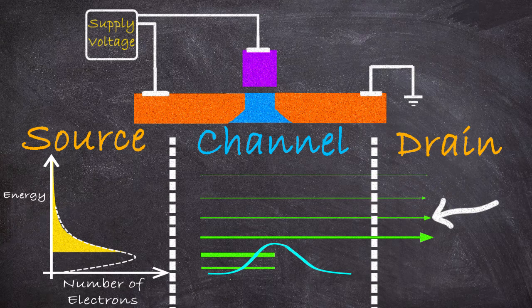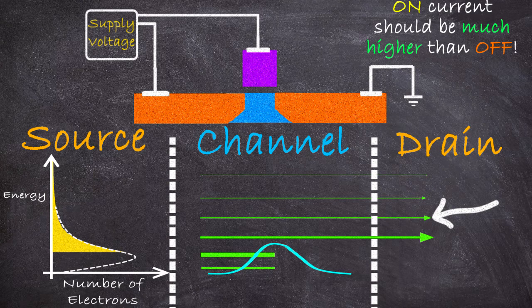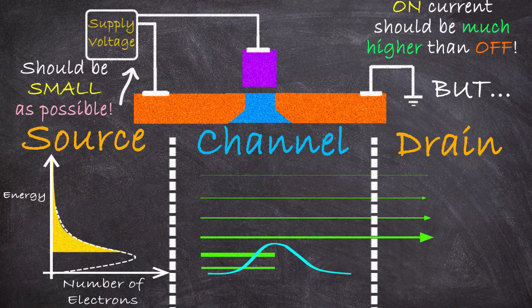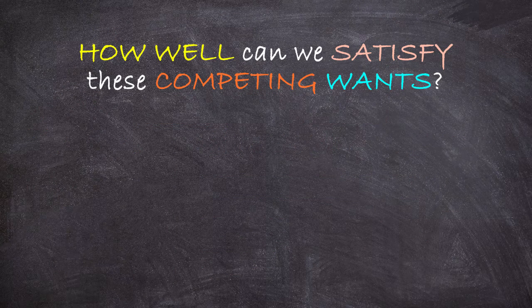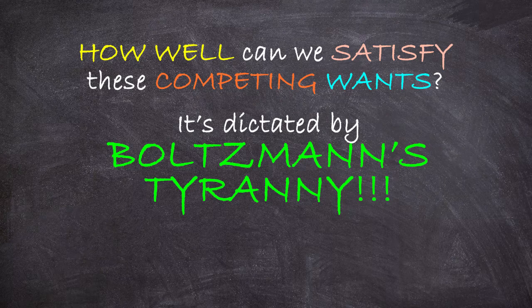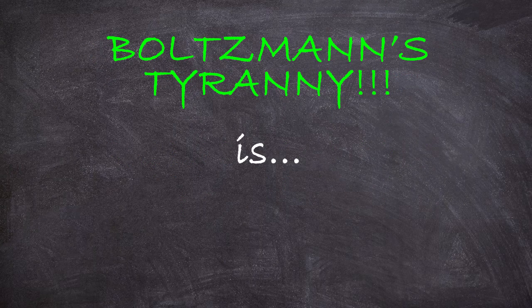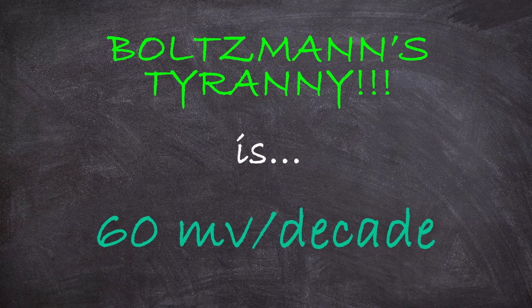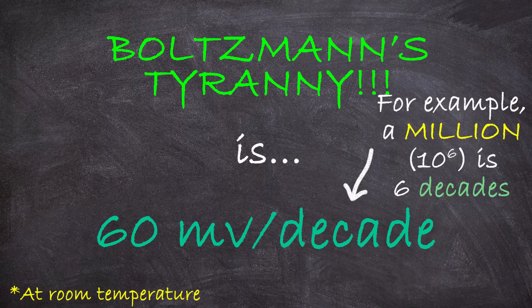We want this on current to be much, much higher than the off current, but at the same time, we also want this voltage to be as small as possible. The question is then, how well can we simultaneously satisfy these wants? And the answer to that is Boltzmann's tyranny. Boltzmann's tyranny is actually just a number. It's 60 millivolts per decade. A decade is a power of 10.